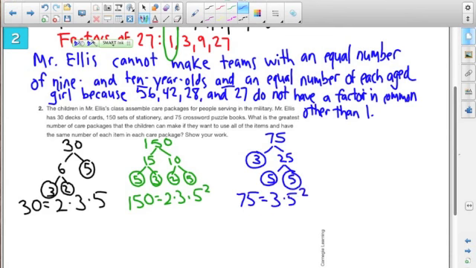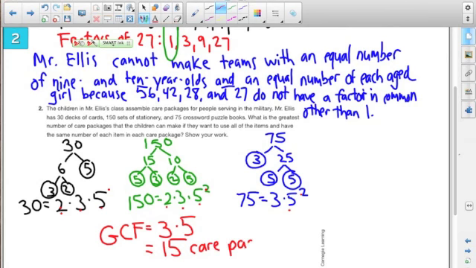Then after I do the prime factorizations of these three, I'm looking for prime factors that are the same. So all of them don't have a 2, so I don't write down a 2. All of them do have a 3, so I write down 1 3. All of them have at least 1 5, so I write down 1 5. So 3 times 5 is 15.